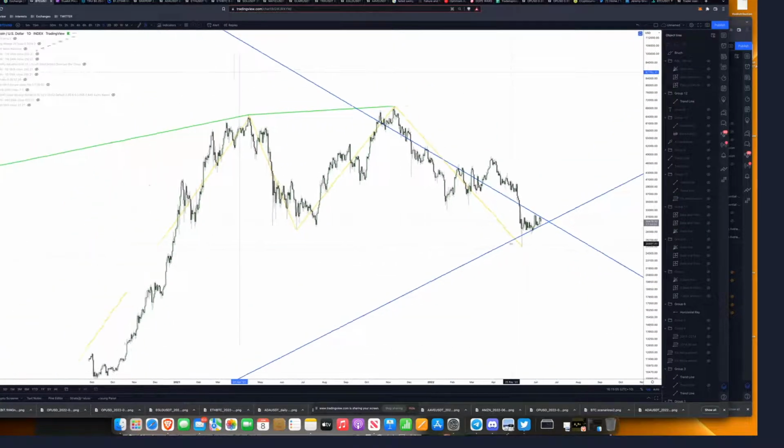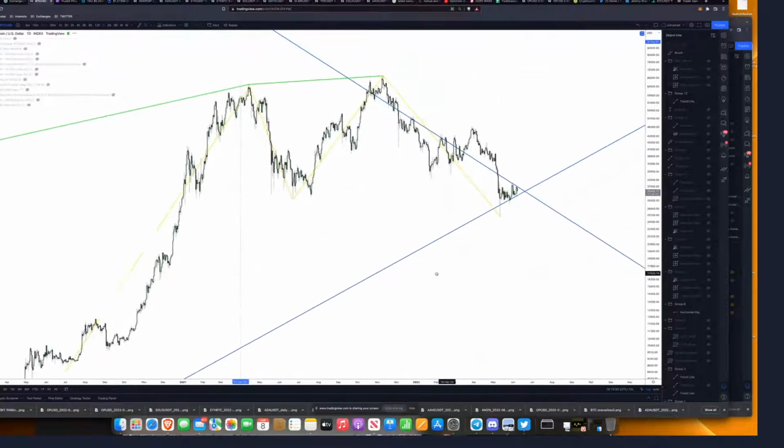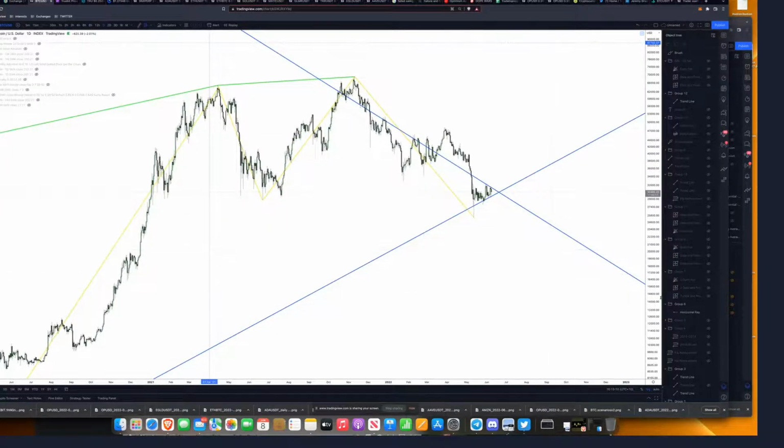So here's a Fib fan technique. Where's this one? That's not the one. And this is the one. Is it this one? All right, here we go.